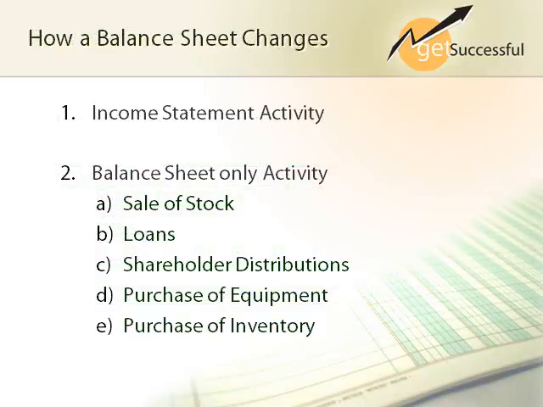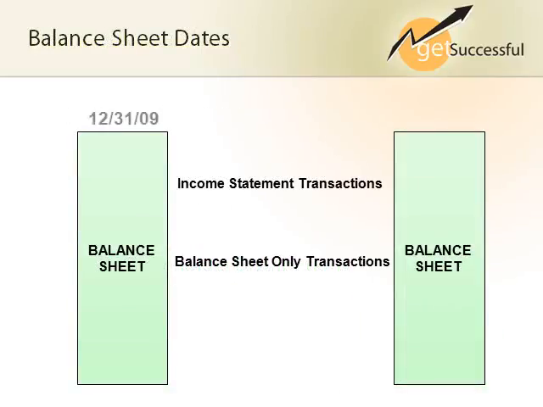Balance sheets are affected by 2 types of transactions. As we mentioned earlier, a balance sheet is a snapshot of financial conditions at a specific moment in time. They are always stated as of a specific date.